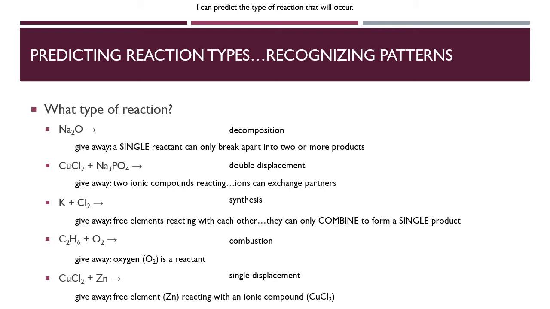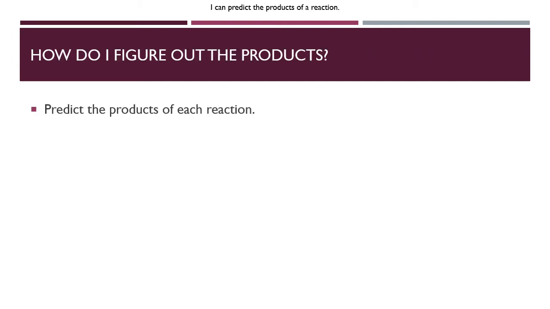So as long as we can recognize the patterns of the different reaction types, we should be able to predict which type of reaction would occur. So let's take this a step further now and ask ourselves, how do I figure out the products? So I'm going to give you the exact same reactants we had on the last slide, and I'll give you those reaction types that we determined, and then we will write the formulas of the products that we'll get for each reaction.